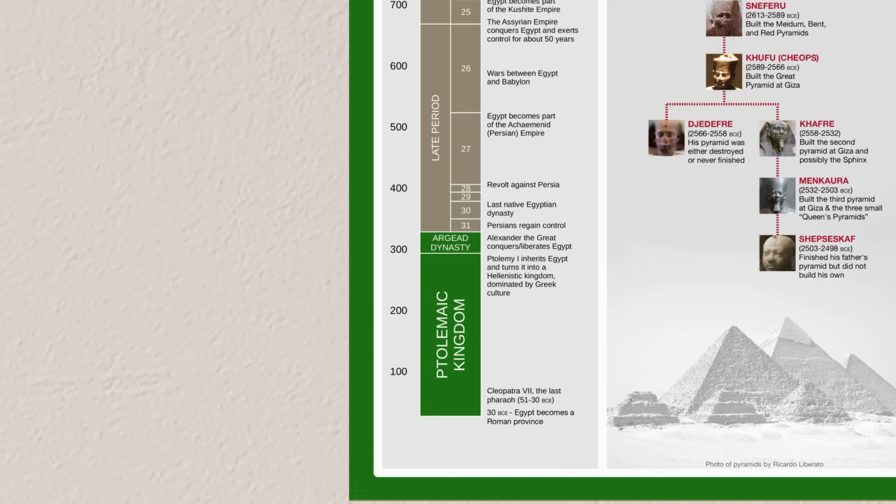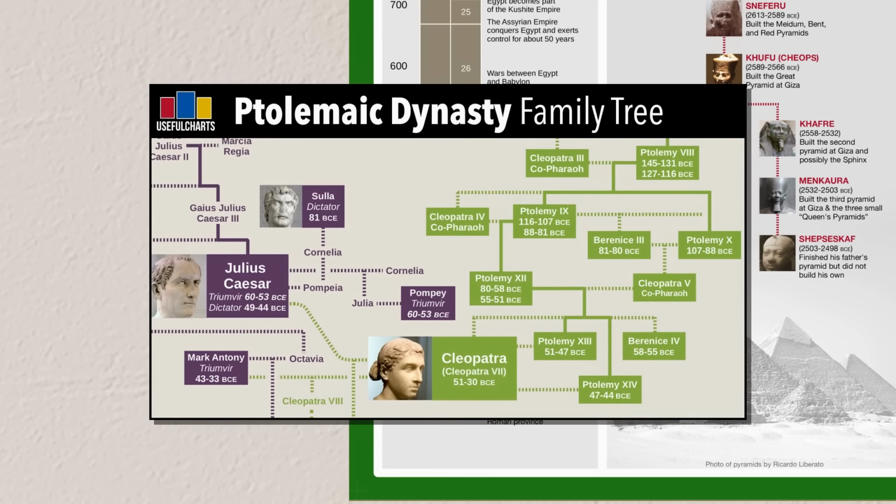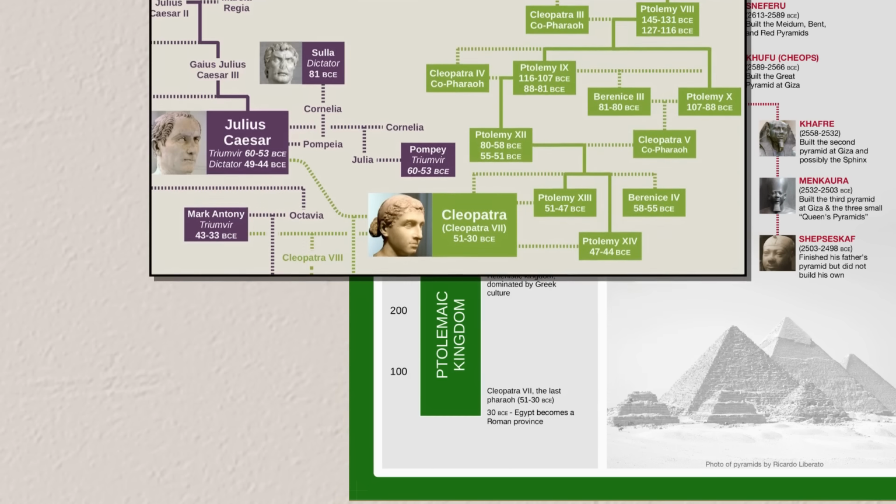So keep in mind that the history of ancient Egypt is really long, about 3,000 years. It is often pointed out that Cleopatra is closer in time to us today than she is to the pharaohs who built the Great Pyramids at Giza. Amazing. I should also point out that we have a separate video covering the family tree of the Ptolemaic dynasty. So if you want to check that out, that link is also in the description.